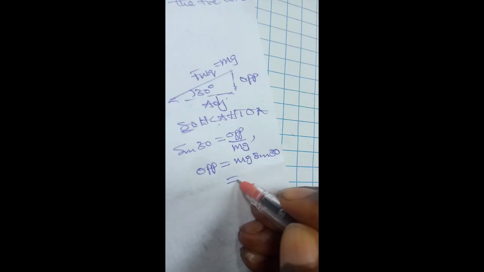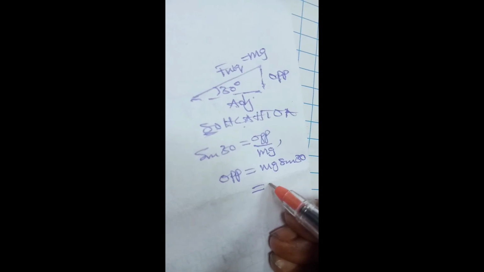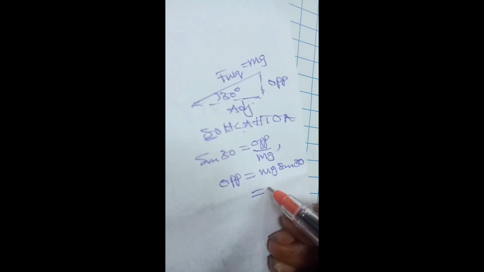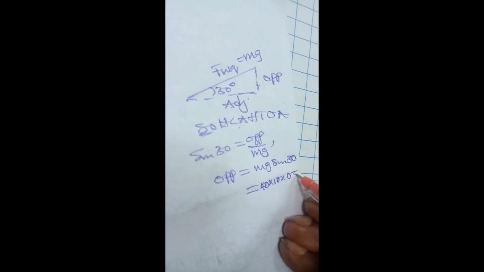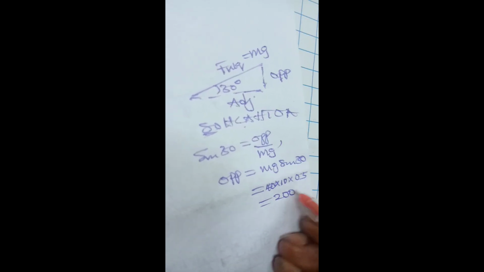That is going to give us mg sine 30, which is 40 times, let's make our g to be 10, times 0.5, and this is going to give us 200 Newton. Do you get the point?